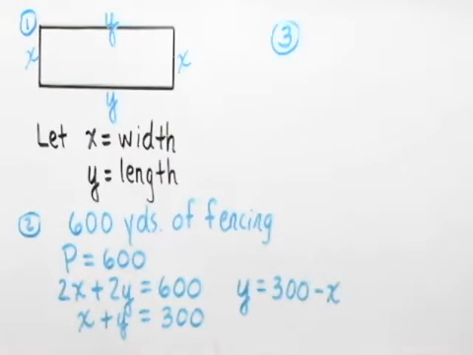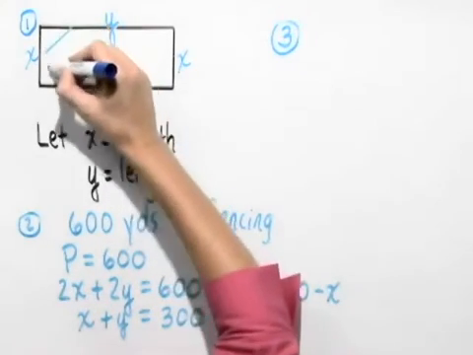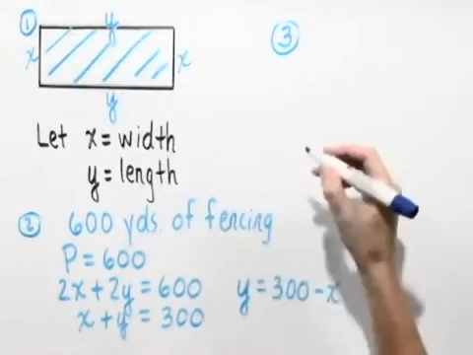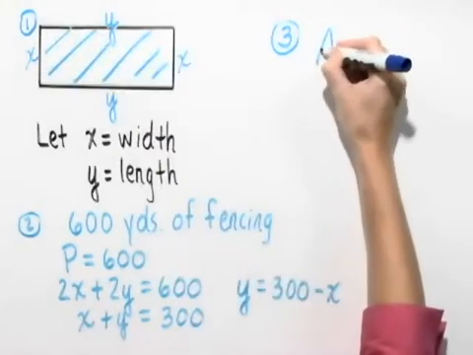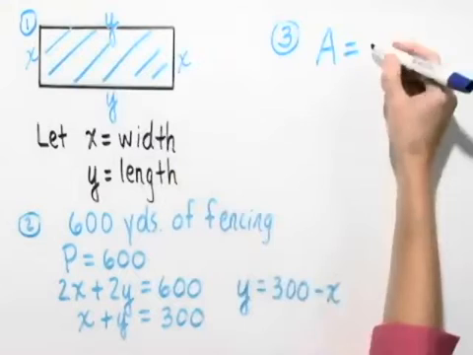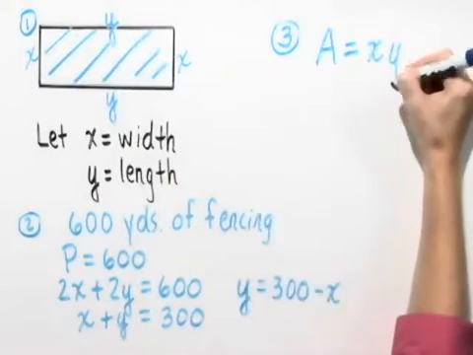Well, in the problem, we're asked to express the area of this field. So we want to know the area of this field in terms of x. Well, if I look at my picture, the area of my rectangle is just the width times the length. So it's just x times y.